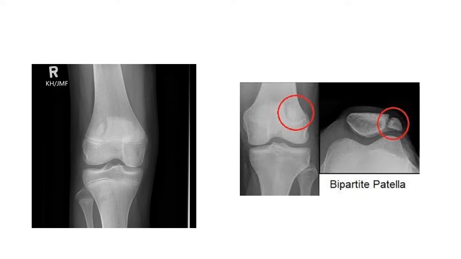Bipartite patella is a condition where the patella is composed of two separate bones instead of fusing together as normally occurs in early childhood. The bone of the patella remains separated. The condition occurs in approximately 1 to 2% of the population. It is often asymptomatic and most commonly diagnosed as an incidental finding on the X-ray, as these X-rays show us.